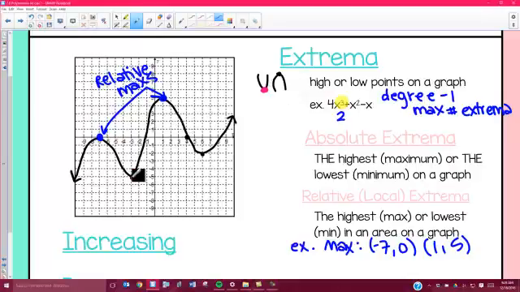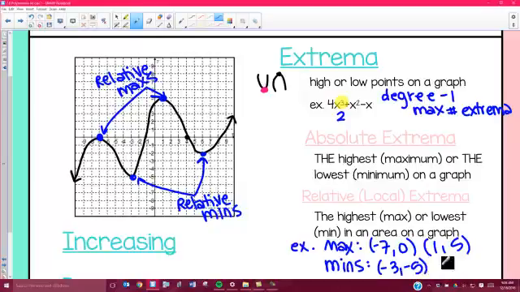Okay, now I also have some minimum points, some low points on this graph. So these two right here would be my relative or local minimums. If I was to list out those mins, I would just name them by the coordinates. So -3, -5, and 6, -2. So we can have maxes and mins even if my graph goes on forever, even if it has arrows at the end of it.